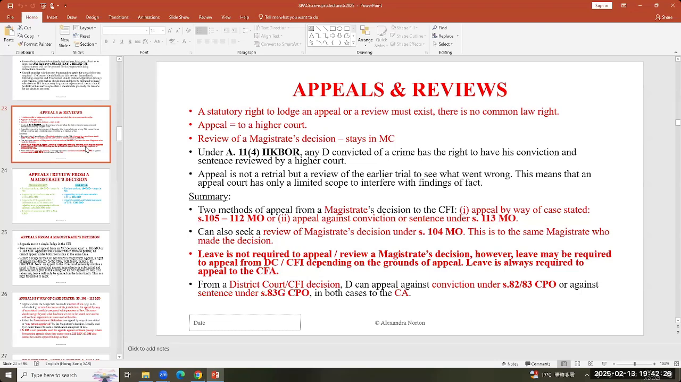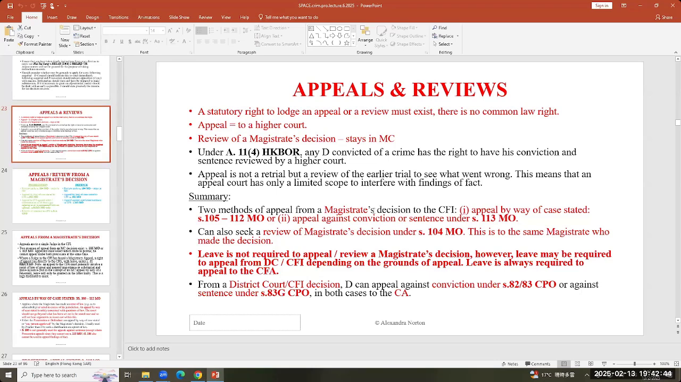An appeal is not a retrial. It's not a second trial. The same witnesses do not come back and testify before the higher court. So the appeal court is looking at what happened below and deciding whether there are good grounds for an appeal.